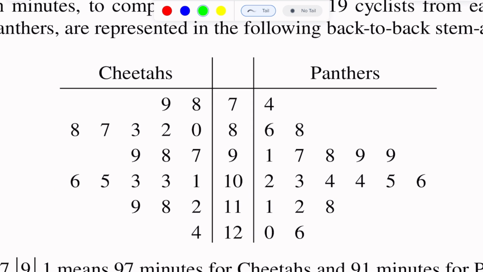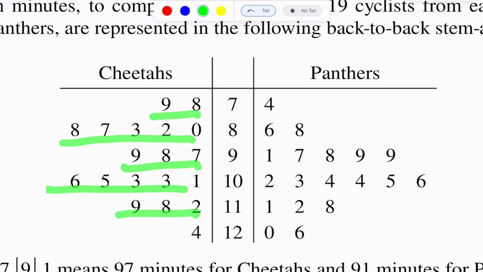This is a stem and leaf diagram. Back-to-back stem and leaf diagram means this stem is common for both the clubs, Cheetahs and Panthers. This column represents the stem, which is common for both clubs. These are the leaves of Cheetahs. These are the leaves of Panthers.